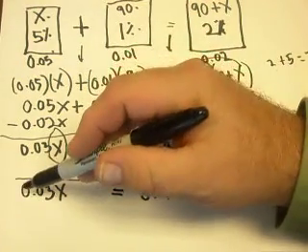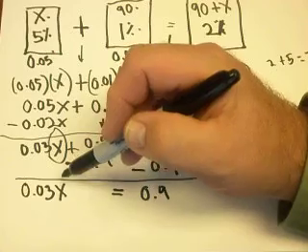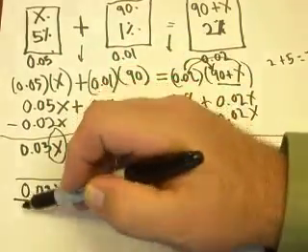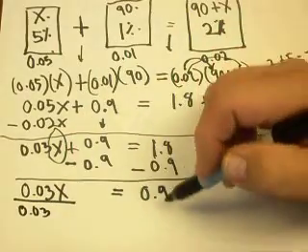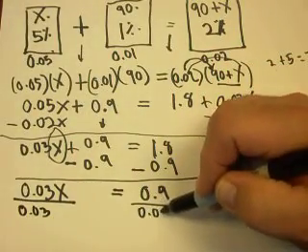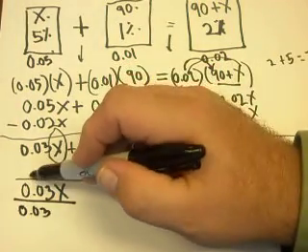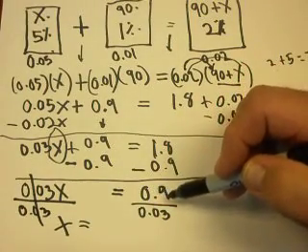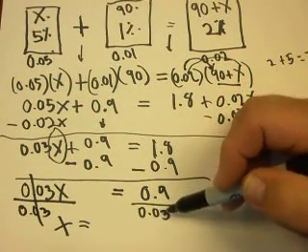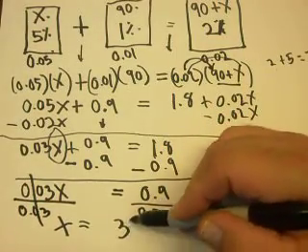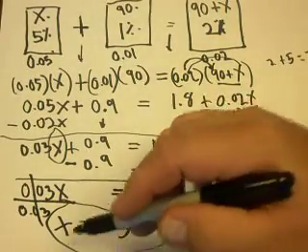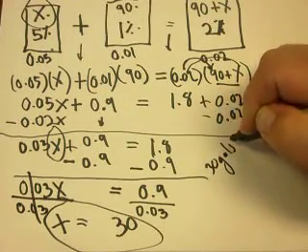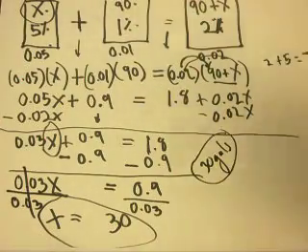I want to get the x by itself. The relationship between the 0.03 and the x, that's the coefficient and the variable, is multiplication. So I do the opposite. I divide by 0.03, and I'm going to divide this side by 0.03. 0.03 divided by 0.03 is a 1, so on this side we have an x, and 0.9 divided by 0.03 is 30. So my x is 30 gallons. So we're adding 30 gallons to 90 gallons.